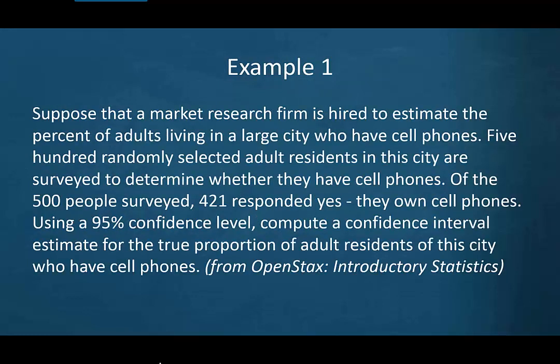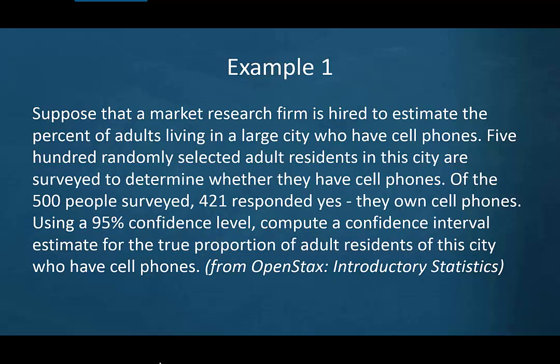Example 1. Suppose that a marketing research firm is hired to estimate the percent of adults living in a large city who have cell phones. 500 randomly selected adult residents in this city are surveyed to determine whether they have cell phones. Of the 500 people surveyed, 421 responded yes, they own cell phones. Using a 95% confidence level, compute a confidence interval estimate for the true proportion of adult residents of the city who have cell phones.